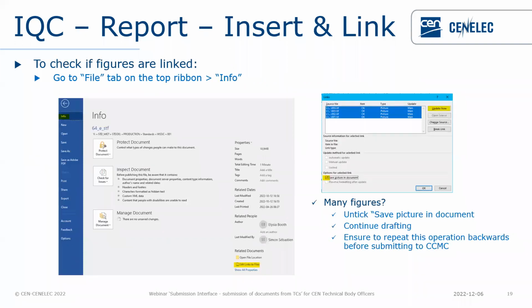Here you can see information on how to find if your figures are linked in the document. And on the right side, this can be very handy for large documents with many figures in them, in order to get the document a bit lighter and easier to process on your end. It would be to unsave the pictures from the document so that it's not too heavy. Of course, saving them back is very important before submitting them to CCMC.